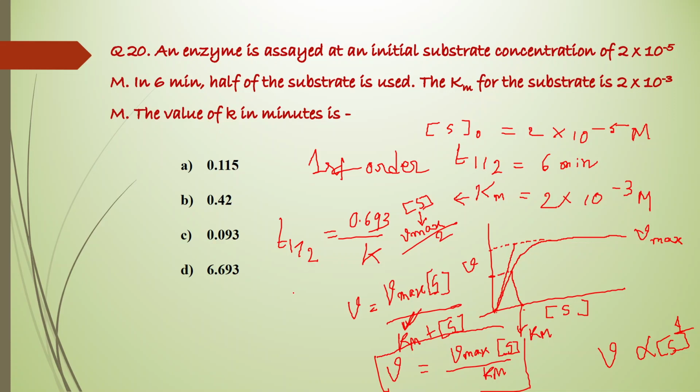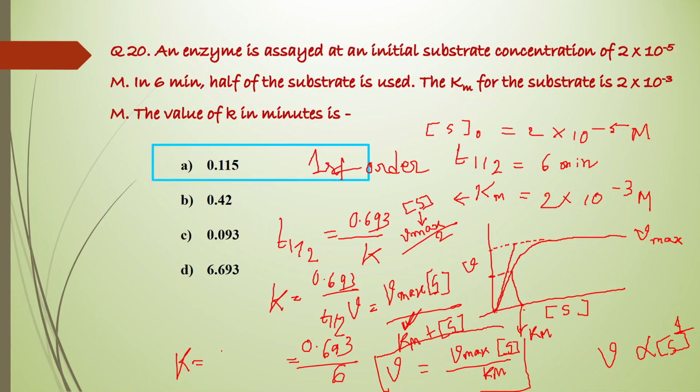So, next step what we simply need to do, K will be 0.693 divided by T half. So, we already know our T half value is 6 minutes. So, just by dividing it, you can get the value for K is, I think, 0.115 minute inverse. Okay. So, this was not a difficult question at all.